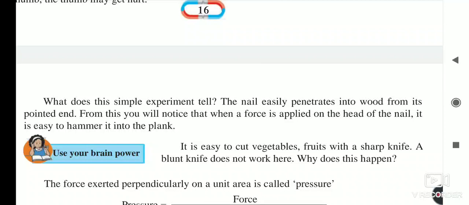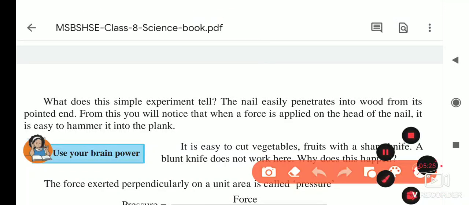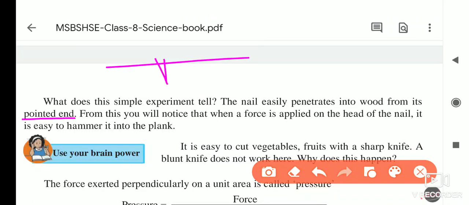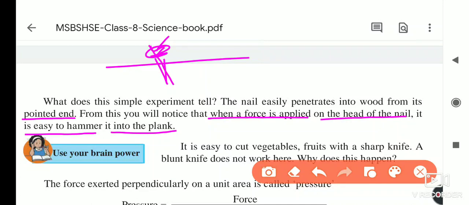The nail easily penetrates into the wood from its pointed end. When the pointed end is taken towards the board, we can enter it very easily. From this you will notice that when a force is applied on the head of the nail, it is easy to hammer into the plank. So when we apply force with a hammer from this point, it easily goes inside.